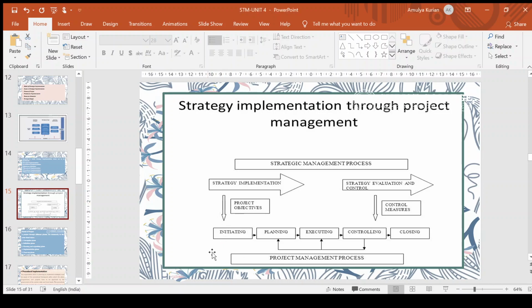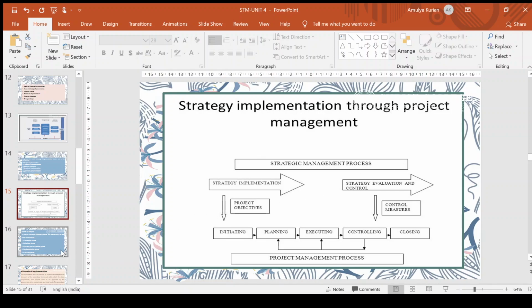So I hope you understood. Initiating the project will be started in the formulation stage, and it will continue. Initiating, planning, executing, and controlling are the main processes which come under project management. And we have to make sure that the project objective is communicated and the work is done based on the project objective, and to ensure that the implementation is done properly, strategy evaluation and control will be done. It will be done through different control measures which will be put in place. So that is about strategic implementation through project management.